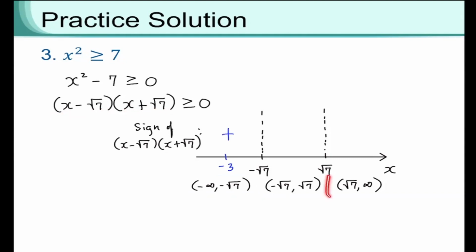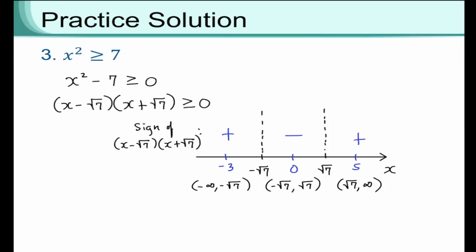To determine the sign in this interval, we can choose, let's say, x equals 0. And when x is equal to 0, it is clear that this will be negative times positive, so you'll get a negative product. And for this last interval here, you may choose 5. When x is equal to 5, you'll get positive times positive. So the product is positive.